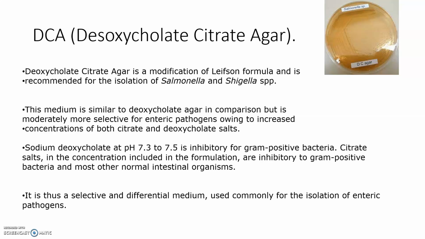and deoxycholate salts. Sodium deoxycholate at pH 7.3 to 7.5 is inhibitory for gram-positive bacteria. Citrate salts in the concentration included in the formulation are inhibitory to gram-positive bacteria and most other normal intestinal organisms. It is thus a selective and differential medium used commonly for the isolation of enteric pathogens. So it is the medium for the isolation of enteric pathogens.